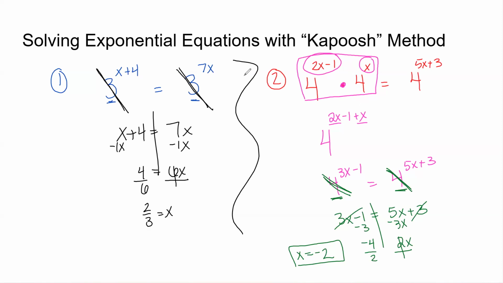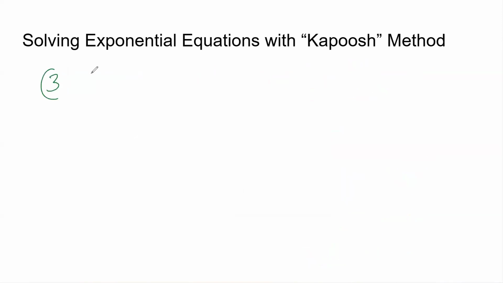All right, what if it's not kapooshable? Example 3. 3 to the x plus 1 is 81. So we cannot kapoosh that because 3 is not the same as 81. So we're going to try to get it kapooshable. Now this won't always work, and that's for another video. So for today, this will always work. But in the future, look out for another video where you cannot kapoosh, and we do it differently.